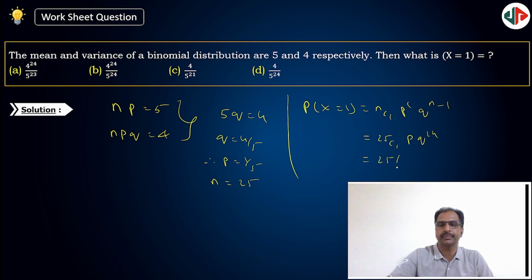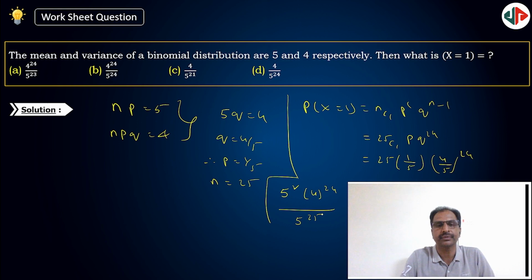So 25 into p is 1 by 5, q 4 by 5, whole power 25. So it's 25 into 25, 25 is 5 square. So 5 square into 4 power 24 by 5 power 25. So 4 power 24 by 5 power 23. Option A.